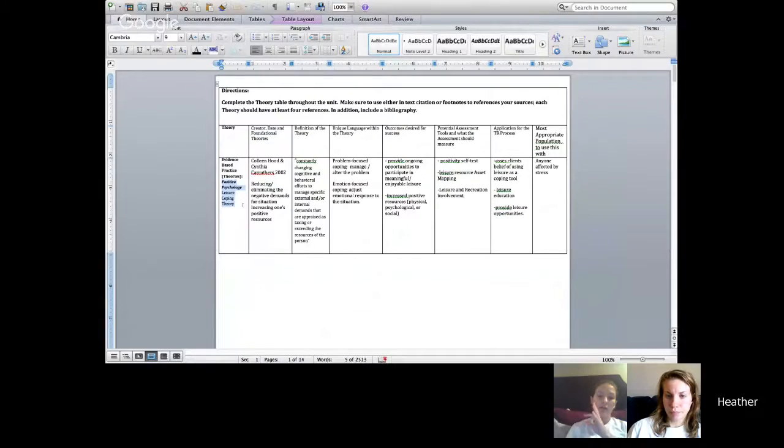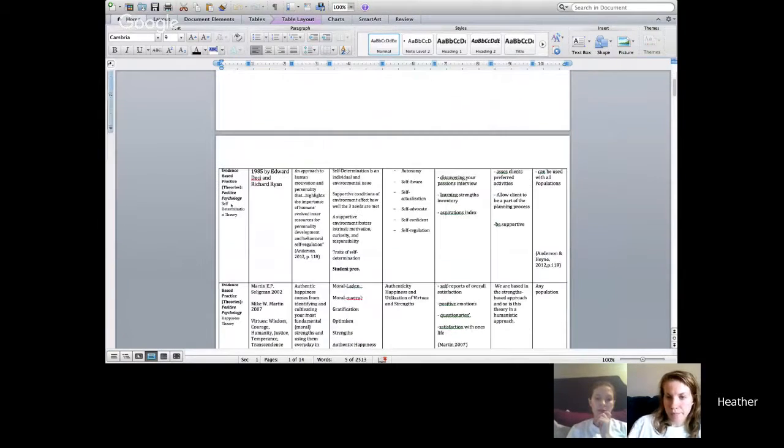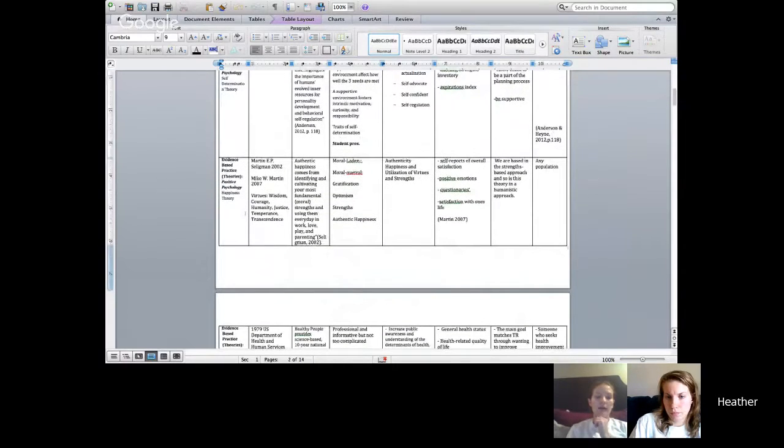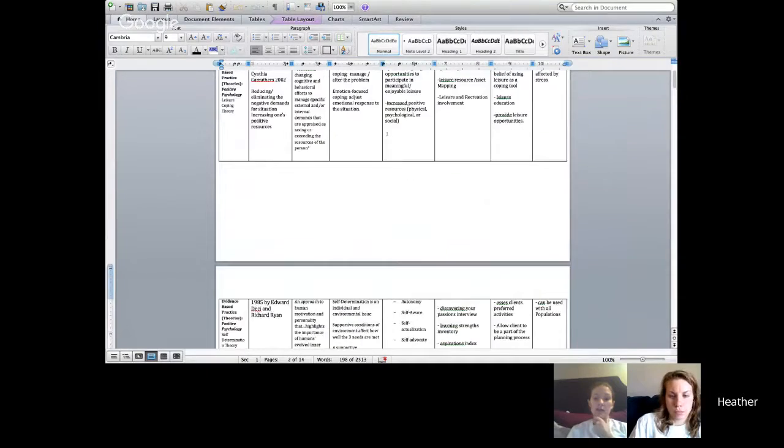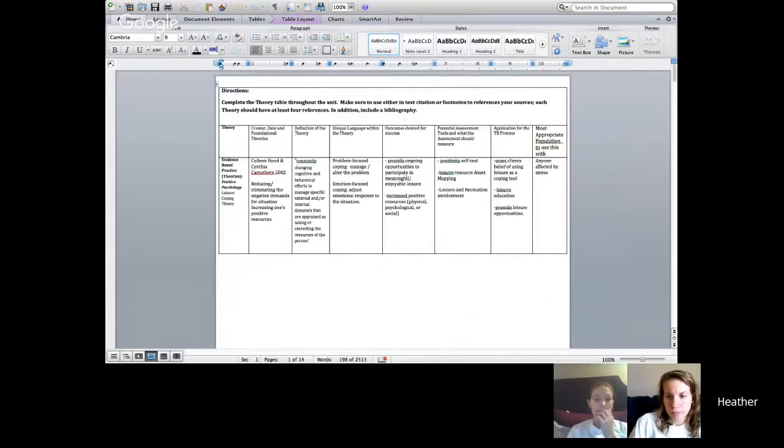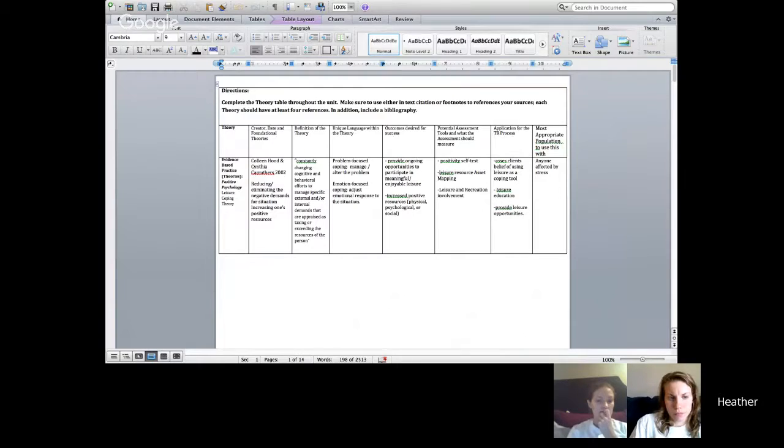So like self-determination theory. See how, when I highlight it, positive psychology is an evidence-based theory, but it's also a leisure coping theory, or positive psychology self-determination theory. Yeah. So do we want to use the self-determination theory? Yeah, we could do that. Specifically here's for mental health. It says these are outcomes desired for success, potential assessment tools, application of the TR process, most appropriate populations, all that.